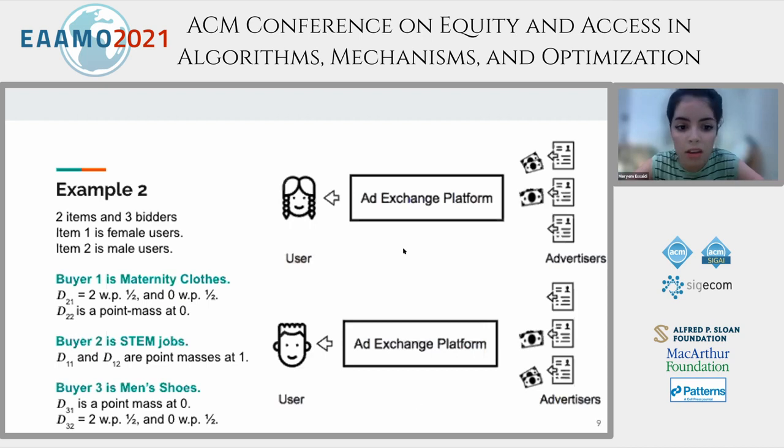On the other hand, we have buyer 1, which is going to be the population of advertisers for maternity clothes. And in this case, D21 is equal to 2 with probability 1/2 and 0 with probability 1/2, and D22 is 0 for the male users. Concretely, what this means is that half of the maternity clothes advertisers are going to have a high value for displaying their ad to women, and half of them are going to have no value for displaying their ad to women. And all of the maternity clothes advertisers have no value for displaying their ad to male users.